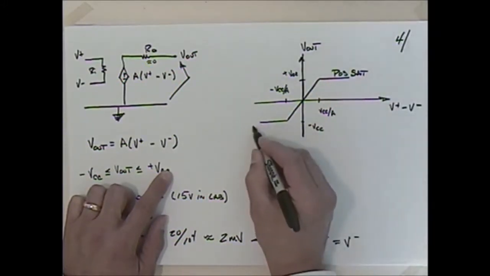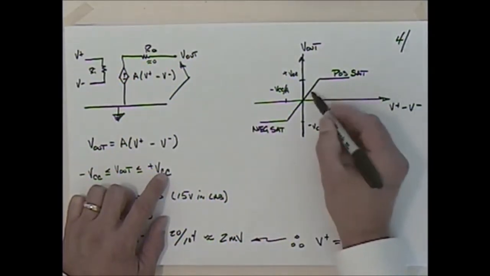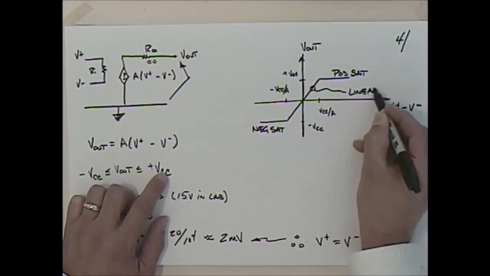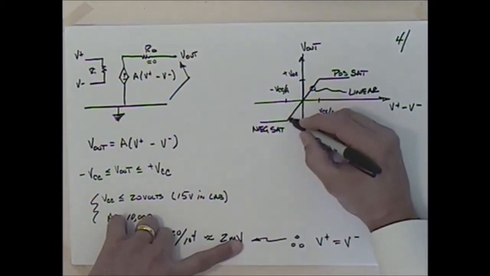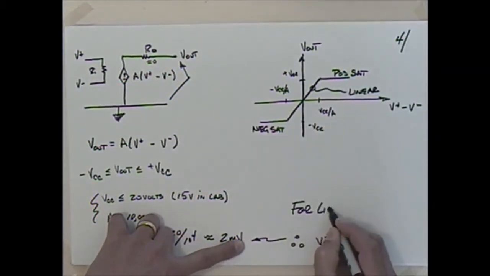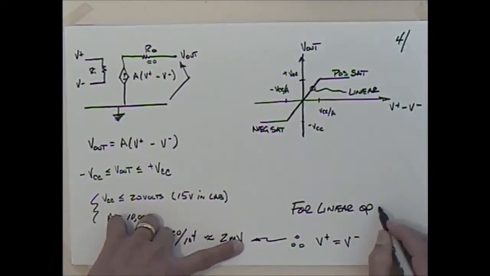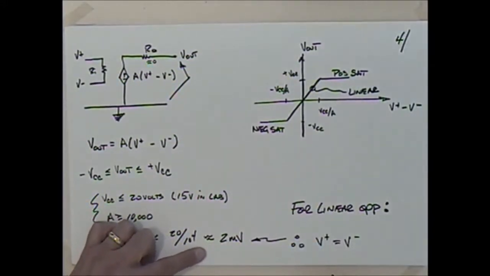And here we're going to call this negative saturation. Okay, and the region here, that's linear. So for linear operation, when we're in this region right here, I know that V plus is equal to V minus. Okay, and that V plus is equal to V minus.